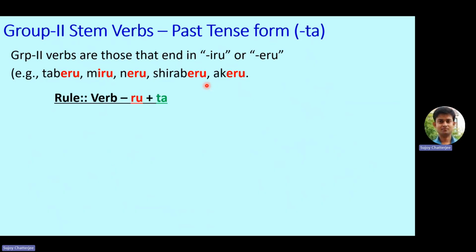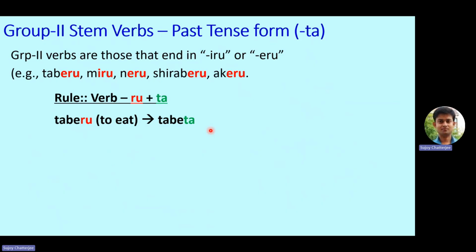So what is the rule of conversion from stem present tense to stem past tense for group 2? The rule is that you have to take the base form of the verb, delete the ru at the end, and add ta. So for example, taberu, to eat, becomes tabeta, because we just replace the ru with ta.